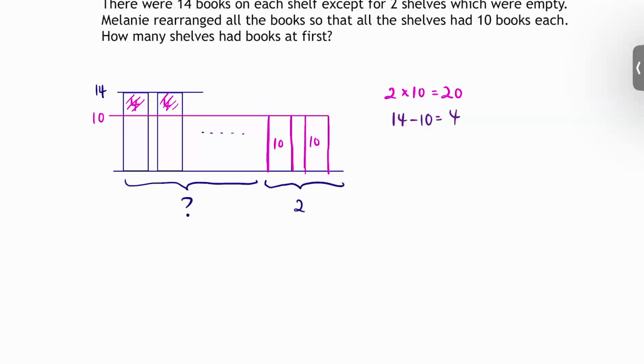That means 4 books were removed from the other shelves in order to make up these 20 books in 2 shelves. So when you take 20 divided by 4, you are going to get 5. There were 5 shelves at first. Okay, so there were 5 shelves that had books at first.